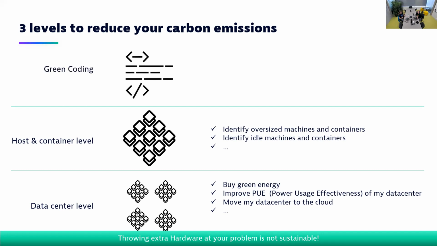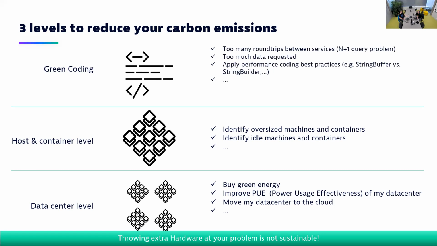And last but not least, the ultimate, when you really want to do something, you have to take a look at your application architecture and at your application code in order to do green coding wherever possible. Put it out there, some examples here, like too many round trips, too much data that you're requesting, things like string buffer versus string builder.